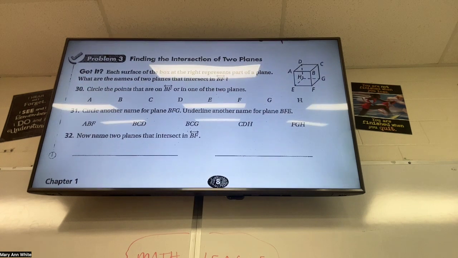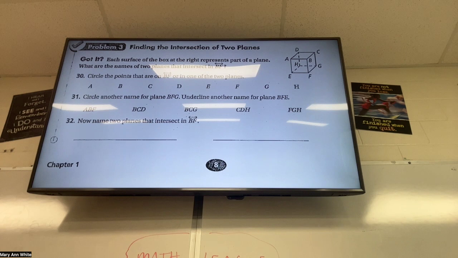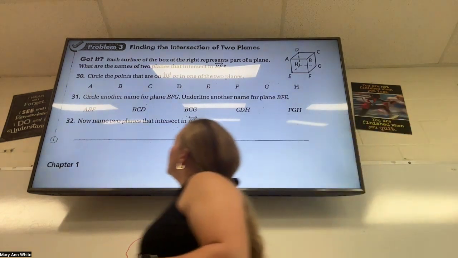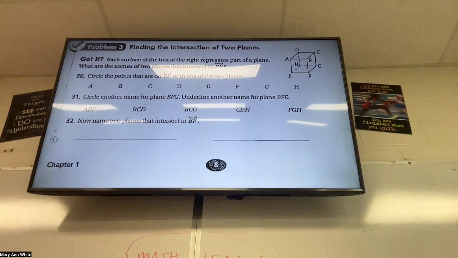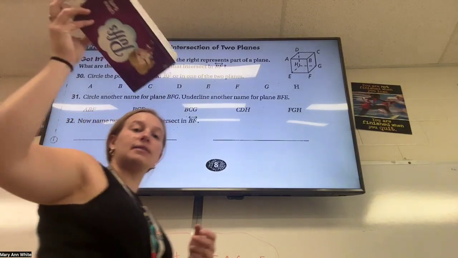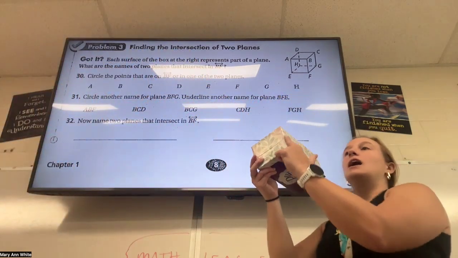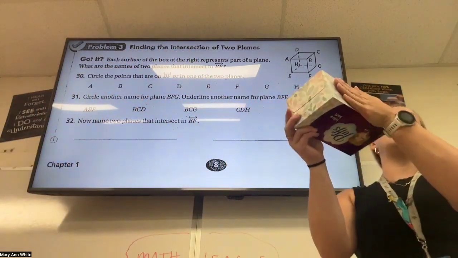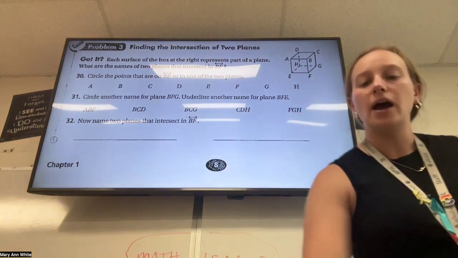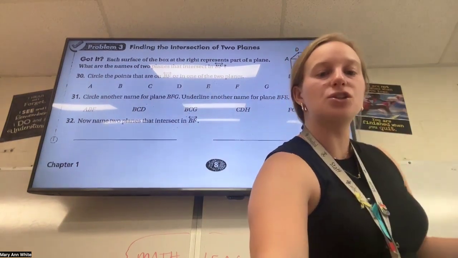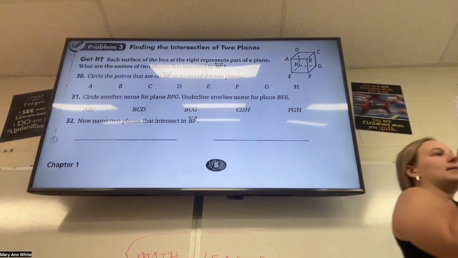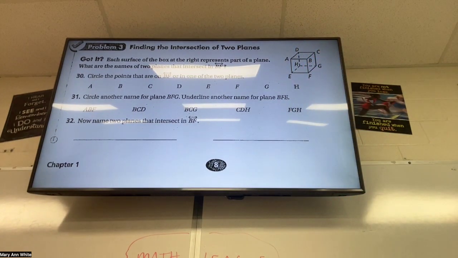Now it says find the intersection of 2 planes, okay? We have a surface of each box is a plane. And it says, what are the names of the two planes that intersect at BF? So this is when I like to use my tissue box to represent things. So I've got BF right here, and I want to know what the name of the two planes that touch BF are, okay? And we can use that diagram as well. So I like to show you both the paper diagram and the 3D diagram to see if at least something kind of clicks in our head.